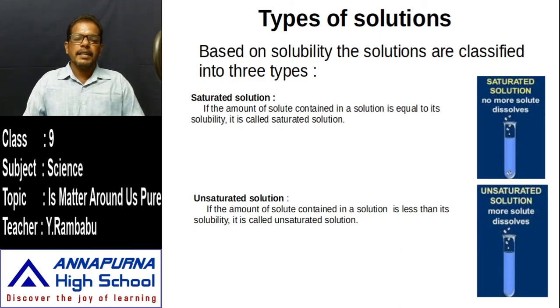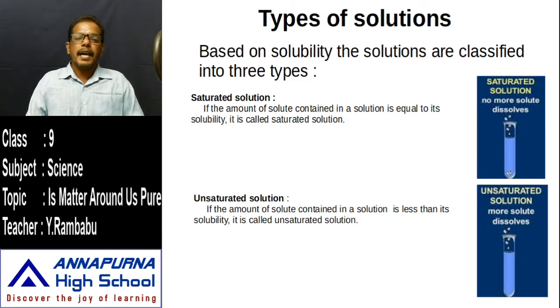For example, you have the ability of eating 6 sweets, but only one is given to you. That is completed. Are you saturated? No, you are not saturated, you are unsaturated. That means the amount of food taken by you is less than your saturated stage. That's why you are unsaturated. In the same way, it happens in the case of this solution also. If the amount of solute contained in the solution is less than its solubility, then it is an unsaturated solution.